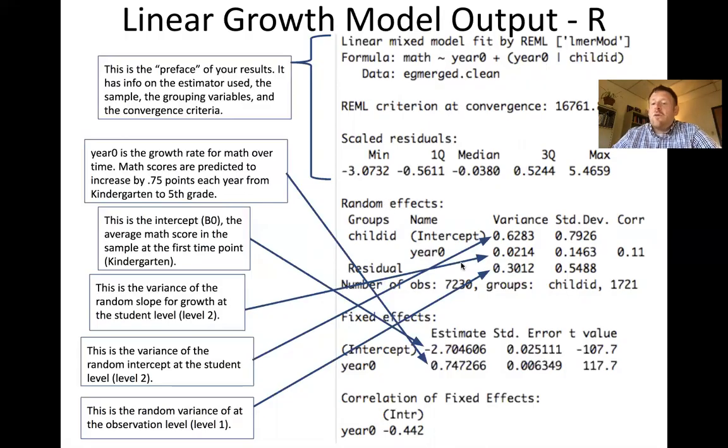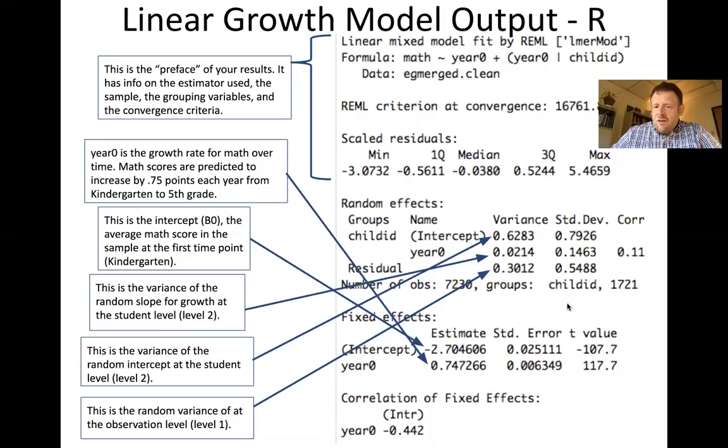R, of course, starts with the random components. So here is the random variability in the intercept. Here is the random variability in slope. And here's the random variability at the within level. And because R automatically includes that covariance between the intercept and slope at the same level, this is the correlation between the random intercept and random slope. It's about 0.1, which isn't terribly high, but may be something we want to include.